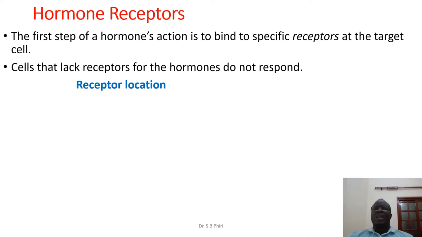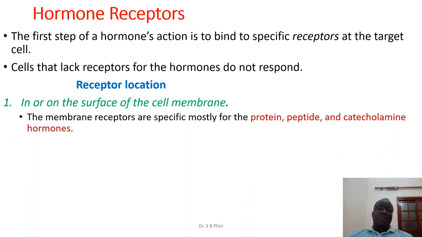So, receptor location: there are different locations of receptors that interact with the hormones. The first location is in or on the surface of the cell membrane, associated within the cell membrane or on its surface. These are the receptors found on the plasma membrane. Remember, we said that there are proteins associated with the plasma membrane of the cells, and some of those proteins function as receptors responding to external signals. These external signals could be neurotransmitters or the hormones that we are discussing right now.